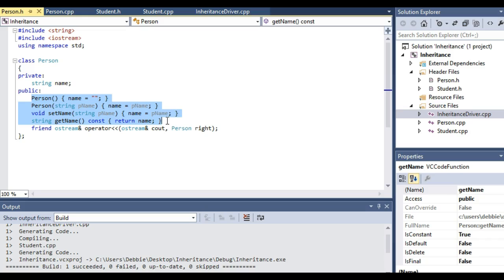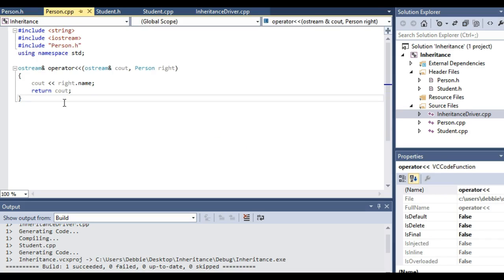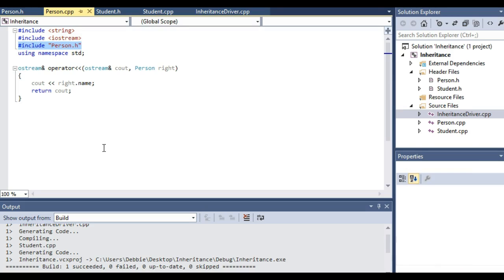These four are all declared in line. So the only thing that has to be in person.cpp is my output operator. All that does is display the name. And you should be familiar with that code now. Very important, this file needs to include person.h. Okay, so there's our base class.